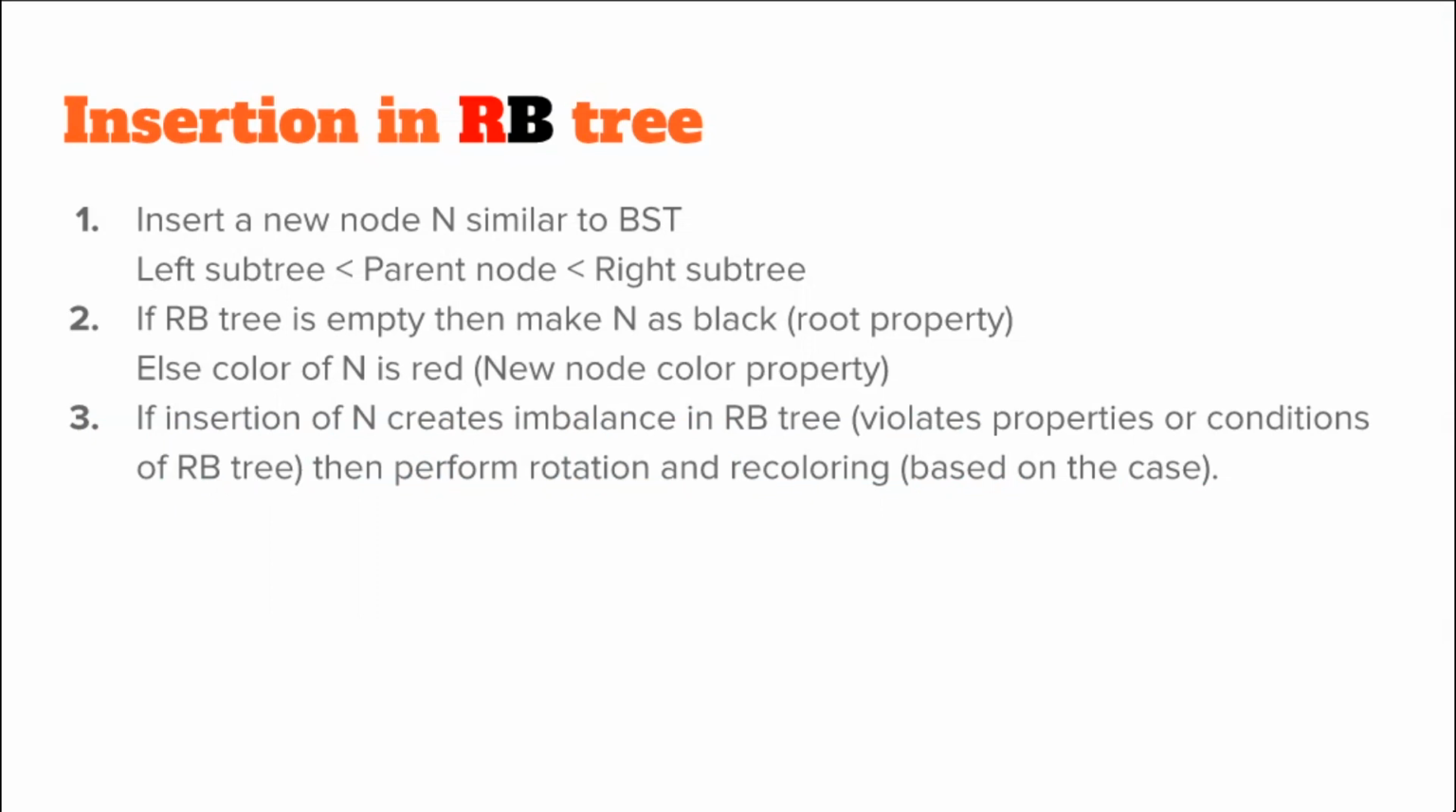Every node is inserted as per the binary search tree algorithm only, where left subtree is less than the parent node and the parent node is less than the right subtree. If the red-black tree is empty, then the new node, which becomes a root node, is colored black. Else, every newly inserted node is of red color.